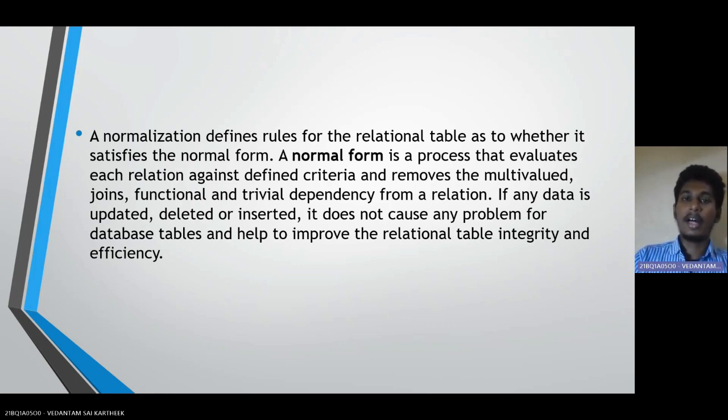Which means duplication of the tuples should not be there when it comes to normalization. So normalization will ensure there is no data redundancy and no data inconsistency in the given table.